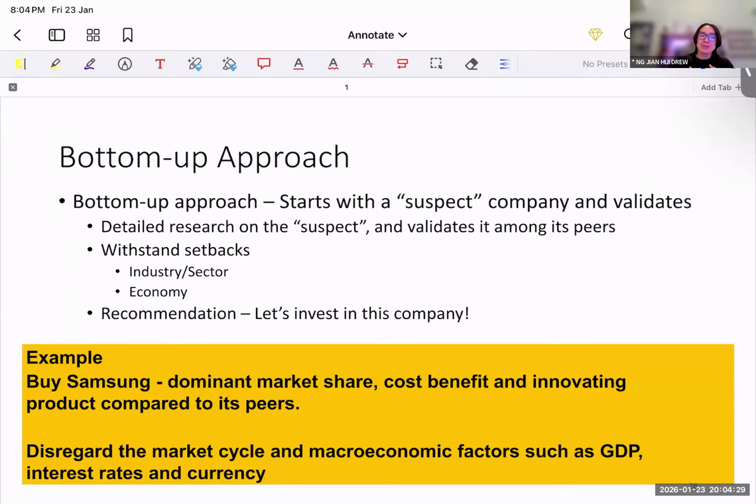But what I'd like to highlight to you is that most valuation doesn't take the form of top-down or bottom-up only. It's normally a mix between both, right? So what does this mean? It means that we already have an idea of what the company is that we want to value or want to invest in.